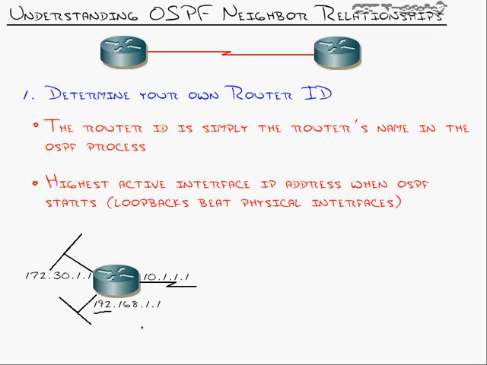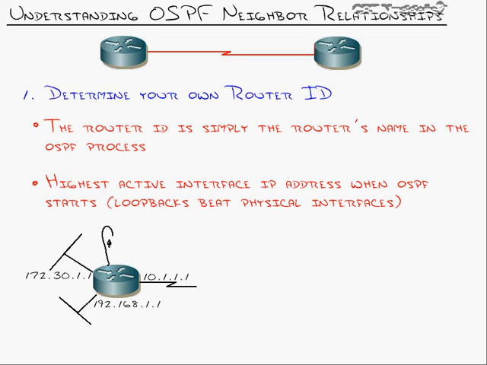So when we start the OSPF process, it will look at the interfaces and say, that is my name. So from there on out, when it speaks to other routers, that will be its identifier that it uses. Now notice in parentheses, I have loopbacks beat physical interfaces. So let me draw a loopback interface on here. That's how I always draw them.